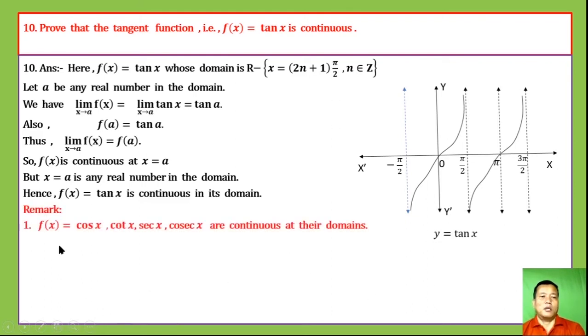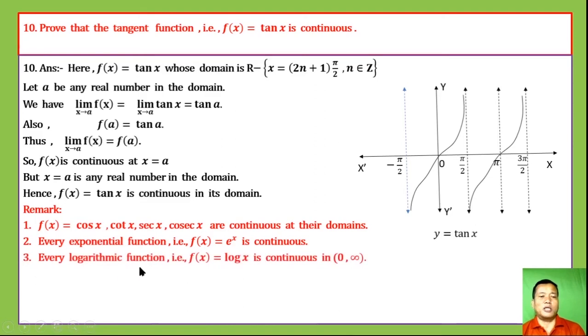Remark: f of x equal to cos x, cot x, sec x, cosec x are trigonometric functions, and they are continuous in their domains. Number 2. Every exponential function, that is f of x equal to e to the power x, is continuous. An exponential function is continuous everywhere.